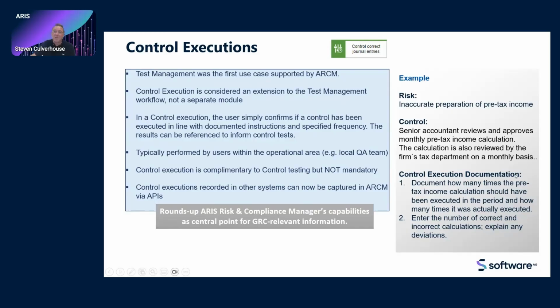So if you have your control execution document, what you're essentially looking for is how many times should this pre-tax income calculation have been executed, and in fact, how many times was that check performed? And the other one is, of the times it was performed, how many were found to be correct, and how many were found to be incorrect? And is there any reason for that? So can you explain the deviation? That provides a record, as I say, each month, each quarter, or whenever it's scheduled, of whether these controls are executed as they should have been, whether they're done correctly, and whether they found an issue.